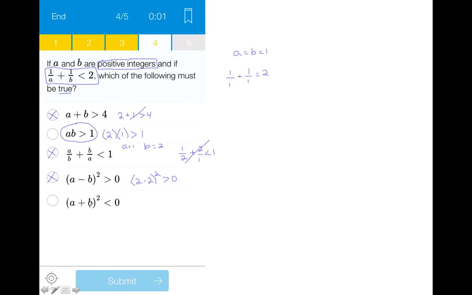This brings us to choice E. We can put in as many examples as we want, but any positive integer summed together with another positive integer squared is never going to be less than 0. It's always going to be a positive number. Therefore, we can eliminate answer choice E. So now, moving back, we can confirm that answer choice B is in fact our correct answer.